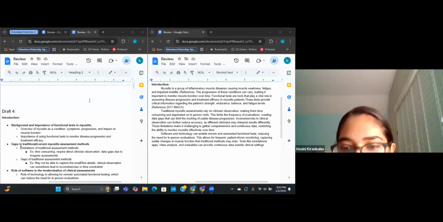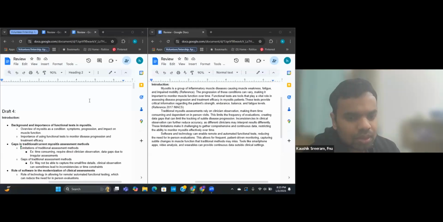Software and technology can enable remote and automated functional tests, reducing the need for in-person evaluation. This allows for frequent patient-driven monitoring, capturing subtle changes in muscle function that traditional methods may miss. Tools like smartphone apps, video analysis, and wearables can provide continuous data outside clinical settings. And that's where I got to. Okay, so what would you change over here?